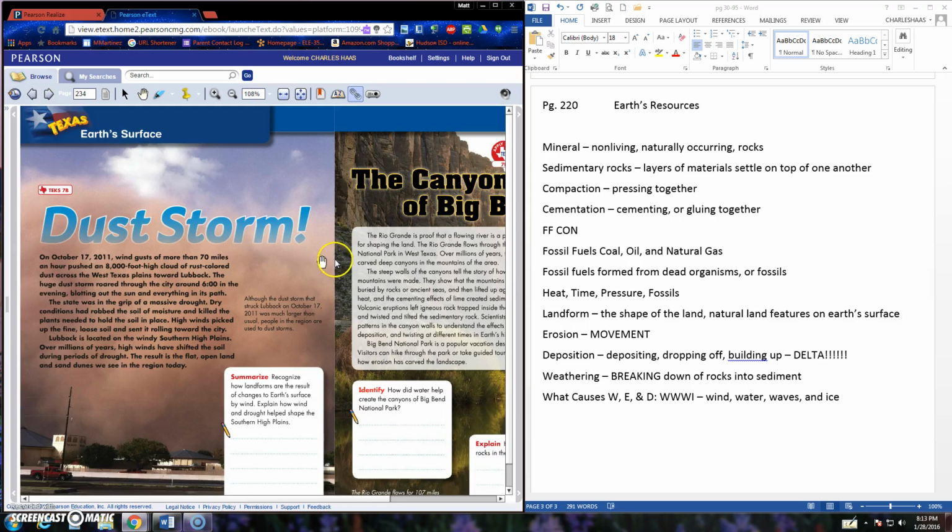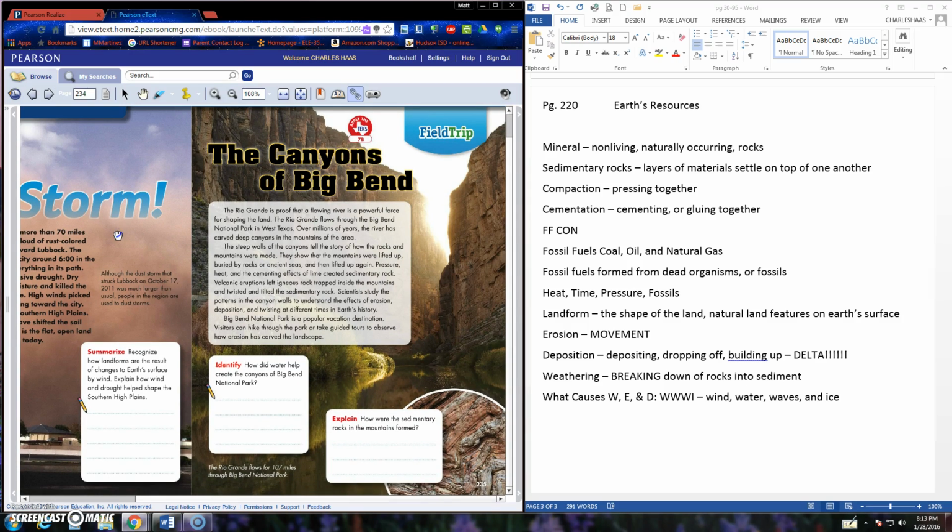Wait, what picture was that over there? The Canyon of Big Bend. Look at that canyon. That's over there in West Texas. The Rio Grande, that's the river down here running in the bottom of this canyon, is proof that a flowing river is a powerful force for shaping the land. The Rio Grande flows through the Big Bend National Park in West Texas. Over millions of years, the river has carved deep canyons in the mountains of the area.